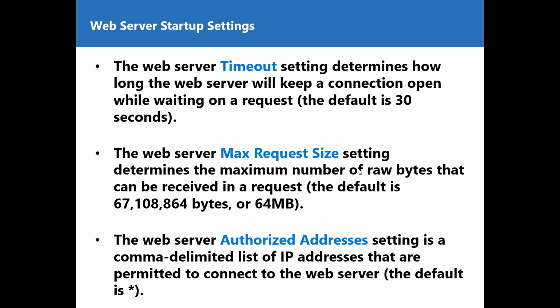The authorized addresses setting is a comma delimited list of IP addresses that are permitted to connect to the web server. The default is all addresses, which is what the asterisk represents. You can use wildcards in the addresses, and they can be present anywhere, so you can have multiple wildcards, for example.